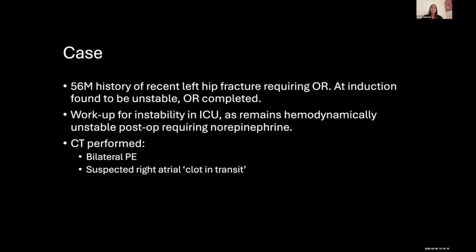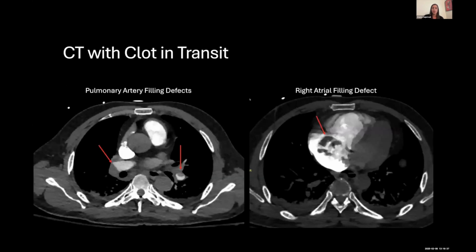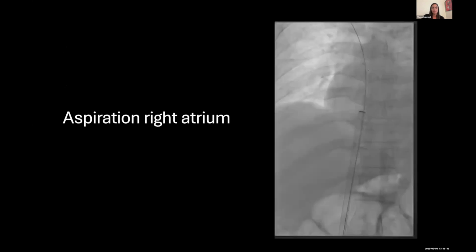So here we have a case of a 56-year-old male with a history of a recent left hip fracture requiring operation. During induction, the patient was found to be unstable. They continued and completed the operation, and then a workup for instability was carried out as the patient remained hemodynamically unstable and required norepinephrine postoperatively. So CT was performed at this time and demonstrated bilateral pulmonary emboli, as we can see here, these filling defects, as well as filling defect within the right atrium. It's suspected to be clot in transit, of course.